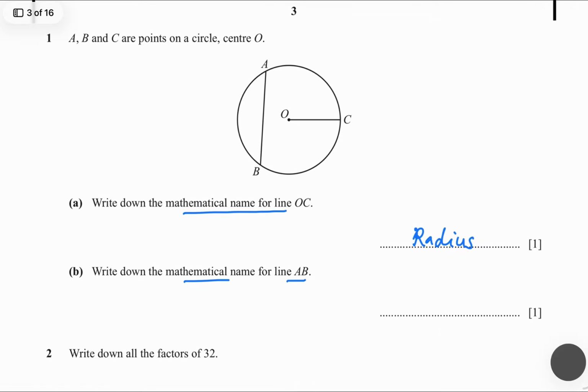Now if you look at line AB, both the points are on the circle and it does not pass through the center O. So this is a chord. If it passes through center, then it will be a diameter. So this is a chord.